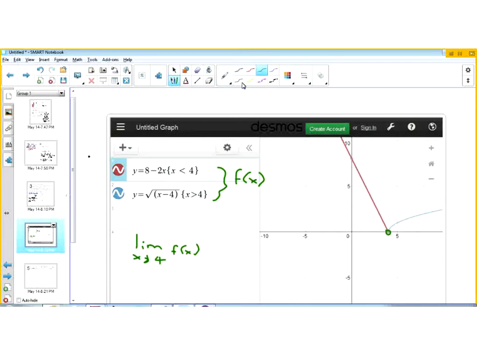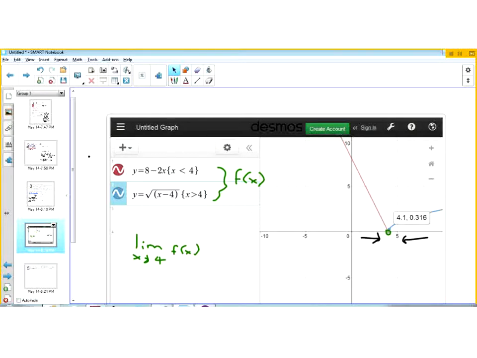Okay, so as we approach 4 from the left, the output approaches 0. All right, now how about as we approach 4 from the right? Where does our output go to? In this case, again, the output gets smaller and smaller, and it goes to 0 as well. So this limit does exist.